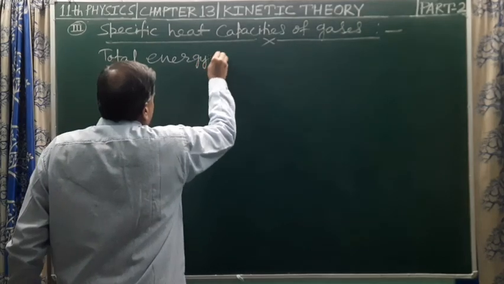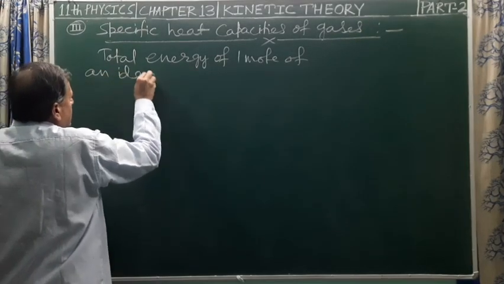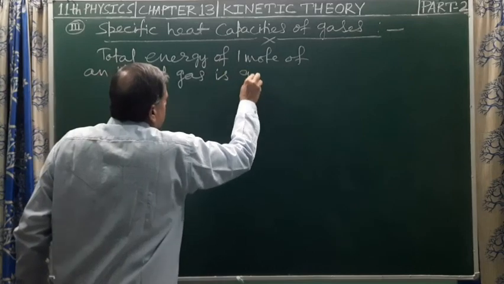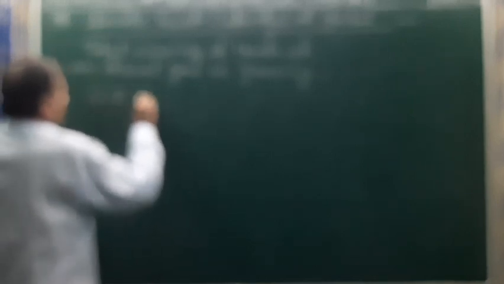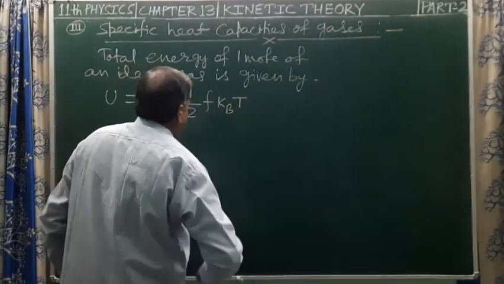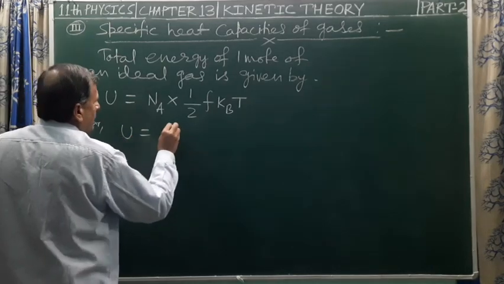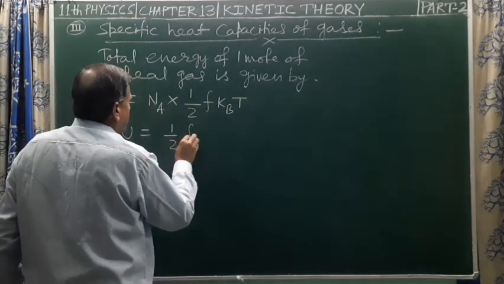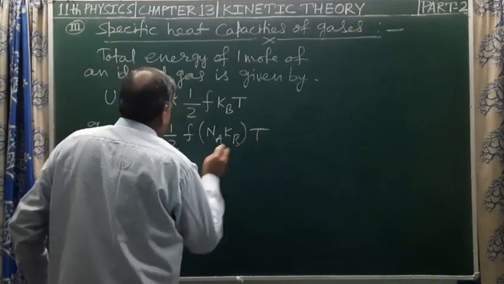Total energy of 1 mole of an ideal gas is given by capital U equals to Na, where Na is the Avogadro number, multiplied by 1 by 2 f, where f is the number of degrees of freedom, kB into T. Or we can write capital U equals to 1 by 2 f Na into kB into T.